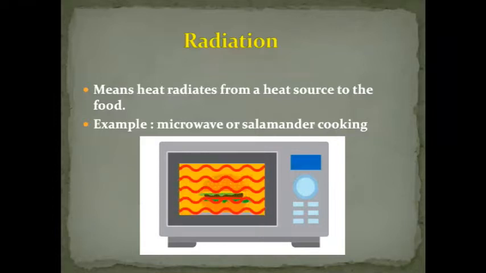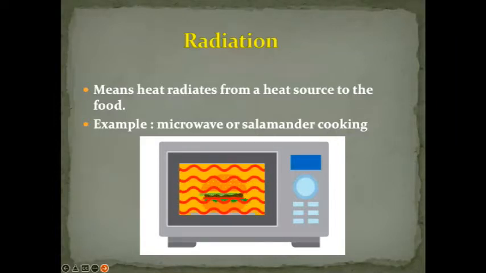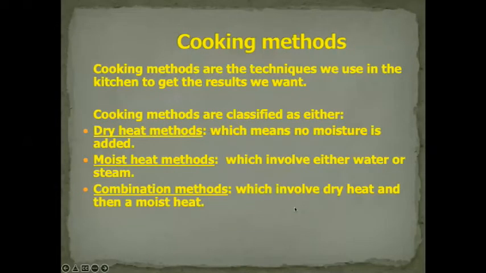So after radiation, we come to the different cooking methods. So what are the different cooking methods? There are three kinds of cooking methods: dry heat methods, moist heat methods, and combination methods. What we are focusing on is dry heat and moist heat.